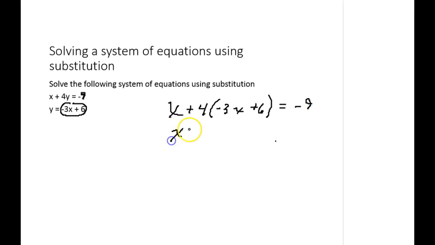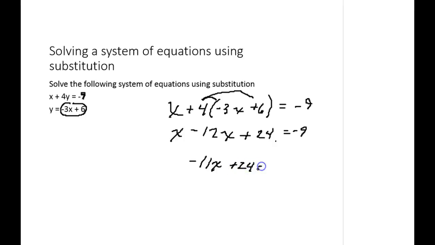I'm going to distribute: x minus 12x plus 4 times 6 is 24, equals negative 9. Don't forget, I've got to multiply 4 times negative 3x and 4 times 6. x minus 12x is negative 11x plus 24 equals negative 9. Subtract 24 from both sides.